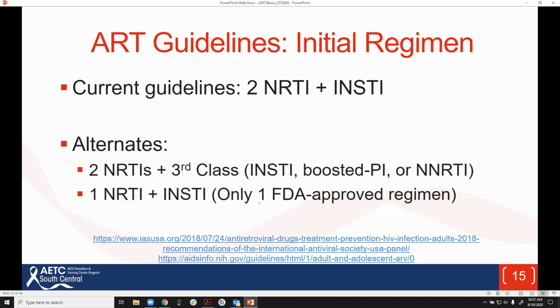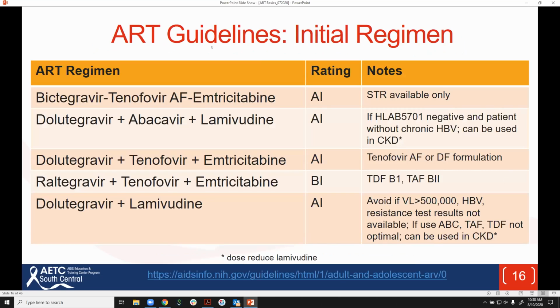And there's currently 1 FDA-approved regimen. This is an example of one of those 2-drug regimens that was mentioned, the 1 NRTI with an INSTI, and I'll talk about that, okay? So all of these could be potential options. What you do not see here are any of those entry inhibitors, because as I said, those are for multi-drug resistant virus. So what are our initial regimens?